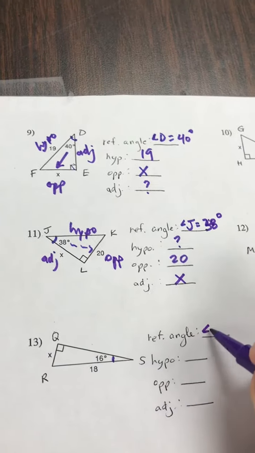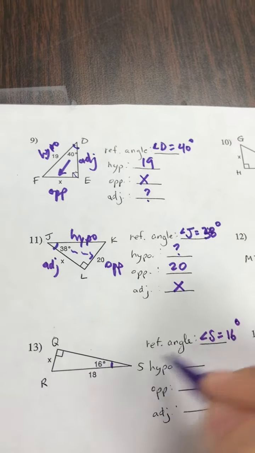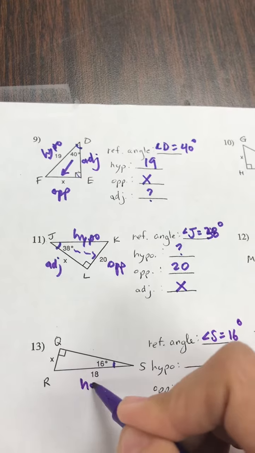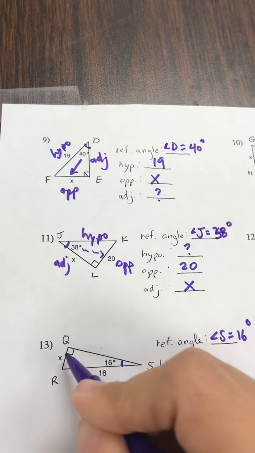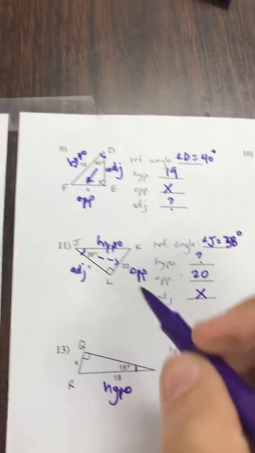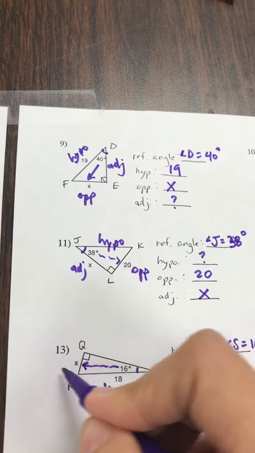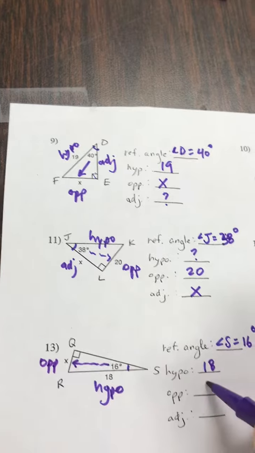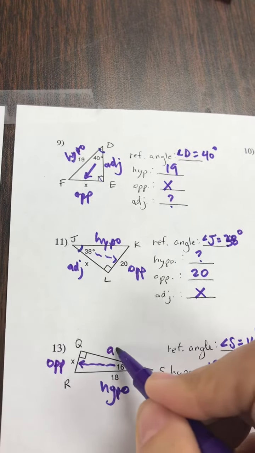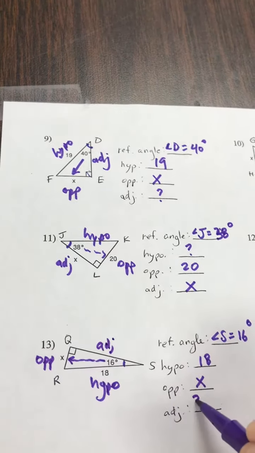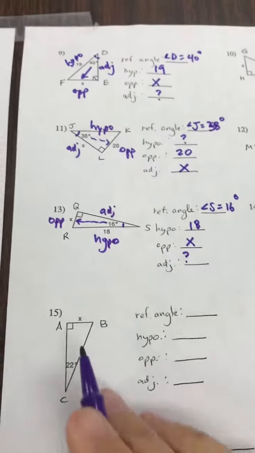Reference angle. Angle S is my reference angle, 16 degrees. The hypotenuse has a number 18 on it. Opposite the reference angle is the letter X. And that leaves this side, QS, as my adjacent side, and nothing's on it. So I'll just leave a little question mark there.